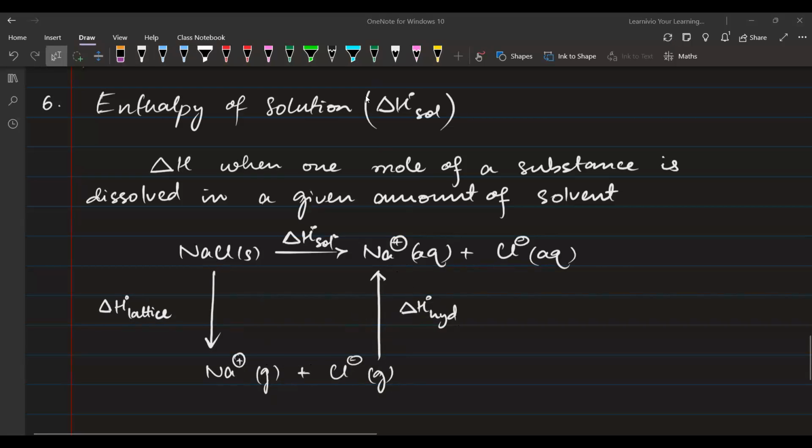Yes or no? Please tell me. Yes. Copy this down, raise your hand once you're done. So from here you can say that for this case, enthalpy of solution is equal to the lattice enthalpy plus the hydration enthalpy.